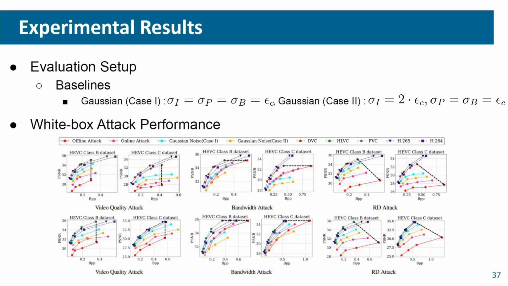Now I'm going to talk about our attack performance. To evaluate our offline and online attacks, we construct two Gaussian noises for baselines. Here, the Gaussian noise case 2 has 2 times higher noise power than our attack. As we can see in this figure, our attacks can break the Rate-Distortion model of the pre-trained video encoder by a large margin.